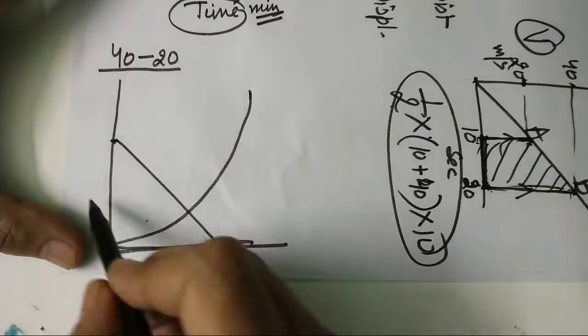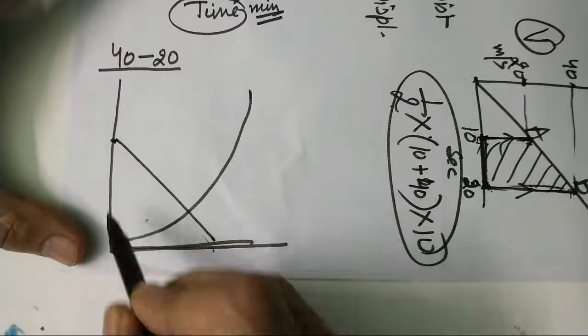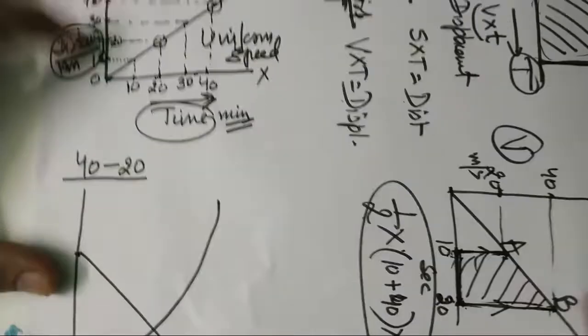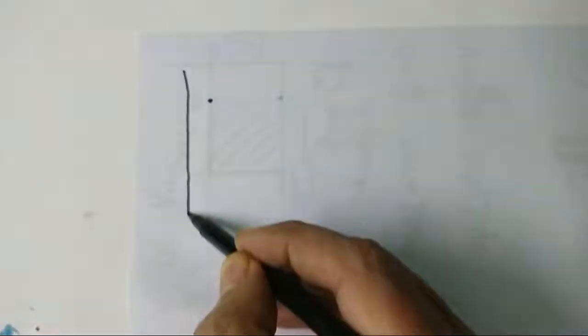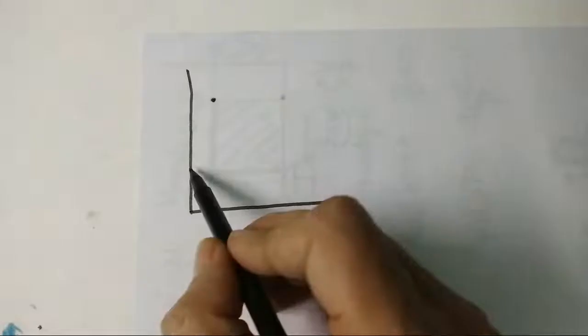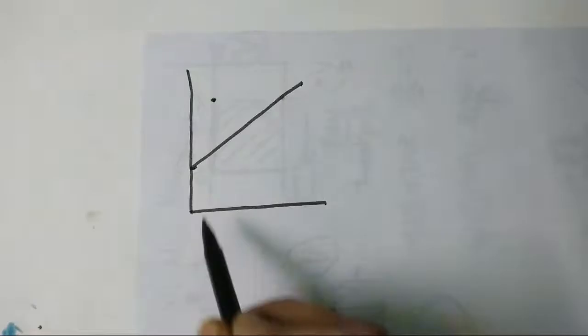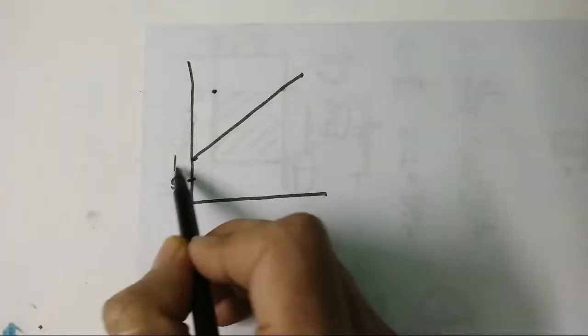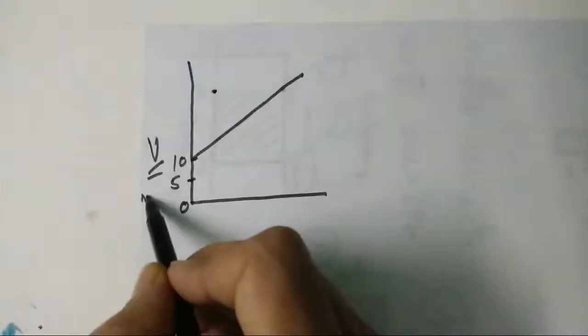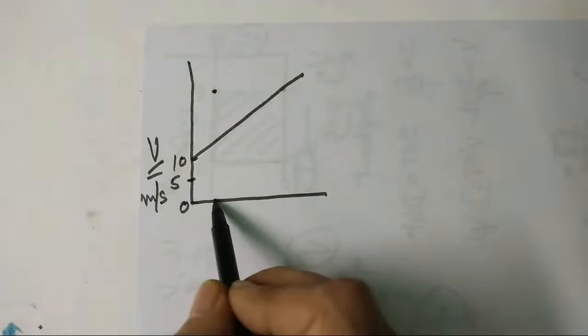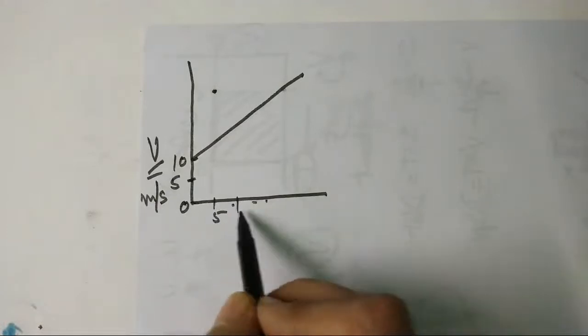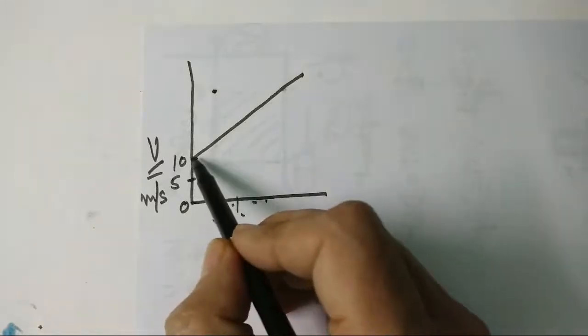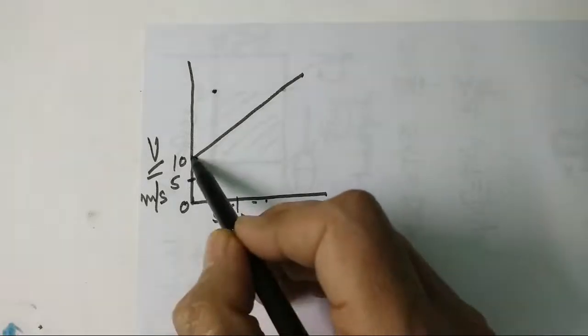Just understand, if I assume that the graph is drawn like this, and you are asked a question with the graph drawn like this. So this is 0, here it can be 5, here it can be 10, this is velocity. So this is meter per second, here it is time, and so on, 5, it could be any number. Now here you are seeing that the graph is not starting from 0, it is starting from 10.